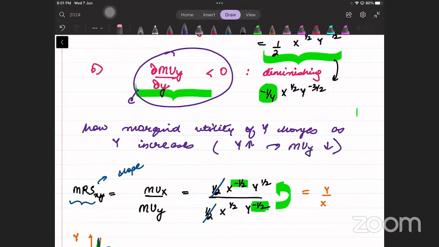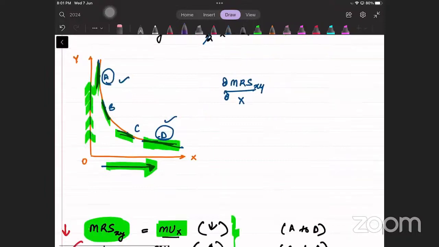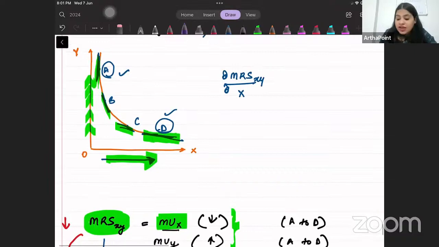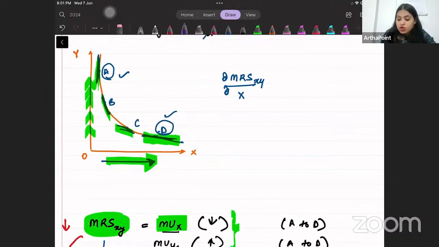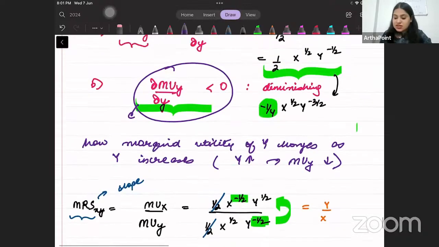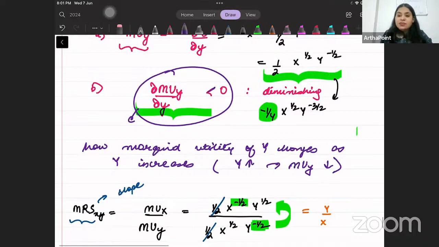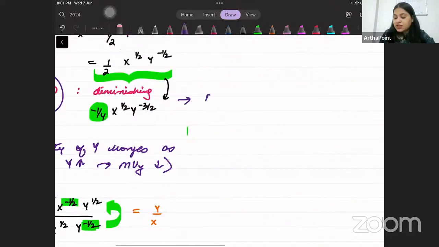So ma'am, in the end, we are considering that marginal utility of y is increasing, and here we are considering that marginal utility of y is decreasing. Because beta, I am moving from A to D. So when I move from point A to D, y is decreasing. So basically, when we say that this is negative, it means that change in y and change in marginal utility of y move in opposite direction. That is why it is negative.